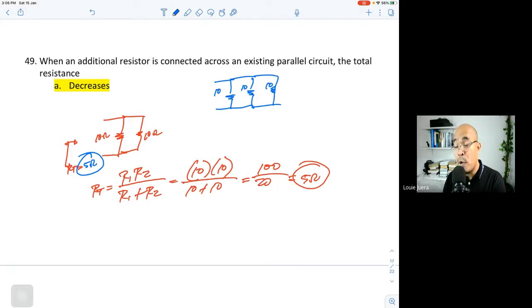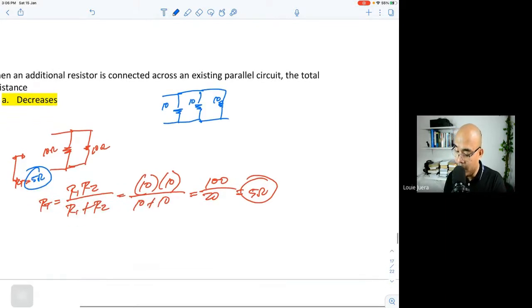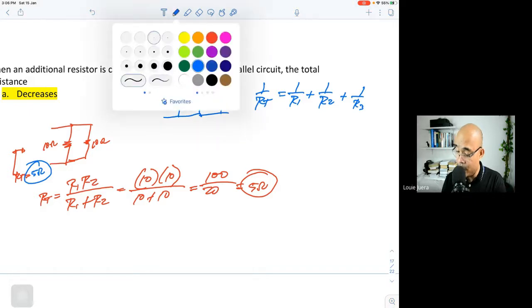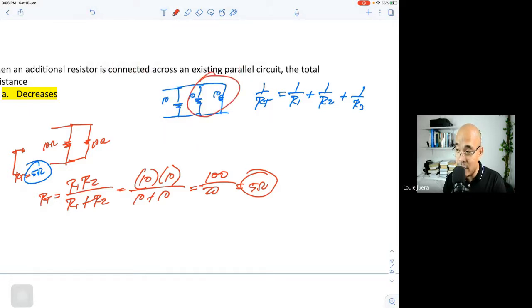So to solve for the total resistance in a parallel circuit, given that all of the values here are the same, let's do it in the longer way. So the R total is equal to 1 over R1 plus 1 over R2 plus 1 over R3. So that's the formula there. But in this particular case, what we can do is we can parallel this one first. We can solve this one as two resistors, and then the resulting value there, we're going to parallel it again to the 10 ohms.